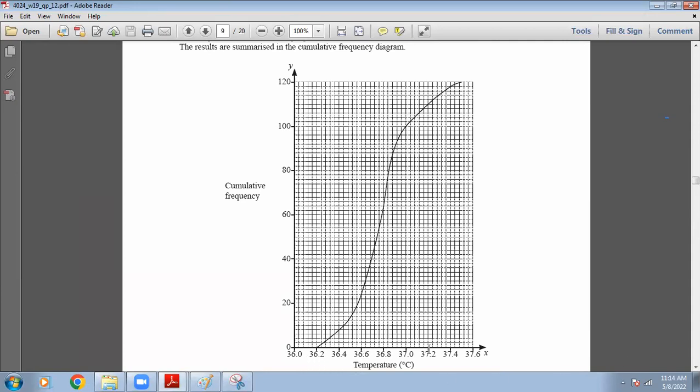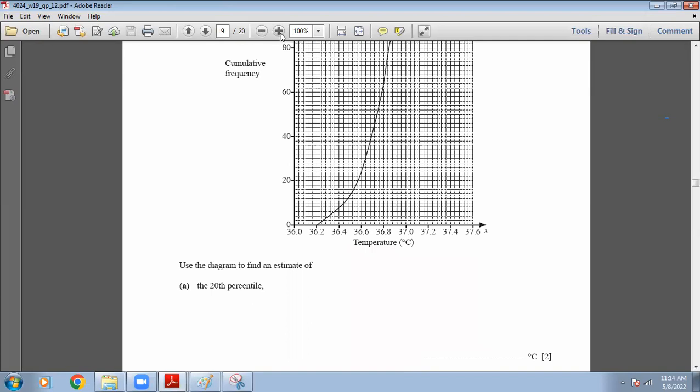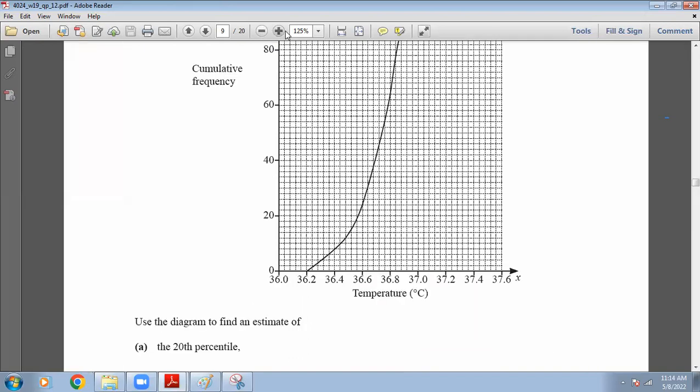On the x-axis, the temperatures are written here: 36, 36.2, 36.4, 36.6, 36.8, 37, 37.2, 37.4, 37.6. On the y-axis, the cumulative frequency is given: 0, 20, 40, 60, 80, 100, and 120. So the total cumulative frequency is 120. So what is their first question? Their first question is the 20th percentile.